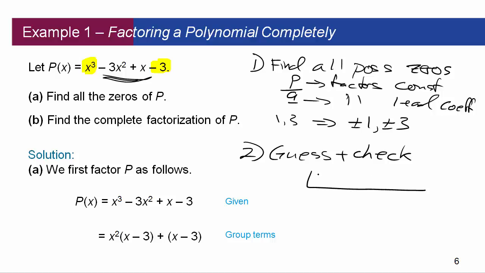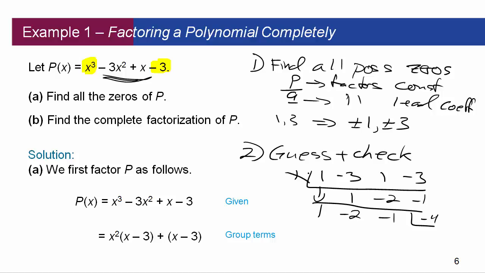So you take your polynomial, you write out the coefficients of 1, minus 3, 1, and minus 3, and you start with 1. You go, I'm going to try 1 first, right? And I bring down my 1, multiply, add, multiply, add, multiply, add, and you go, nope, 1 doesn't work. And then you move on and you try something else, right?